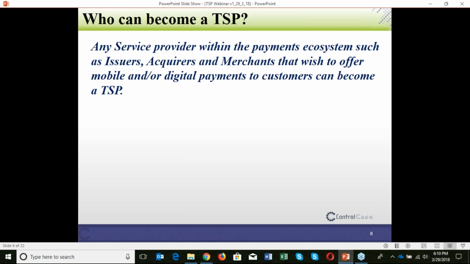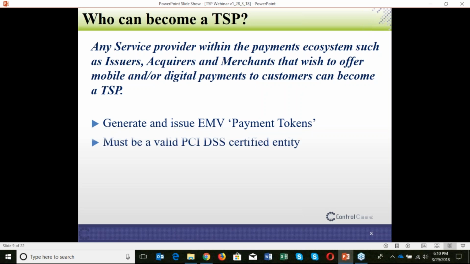Now, who can be a TSP? Now we are talking about TSP certification. Any provider within the ecosystem, be it an issuer, acquirer, or merchant, anyone who wishes to be a TSP can be one, but there are certain prerequisites they have to meet. Since they generate and issue payment tokens, they must be a validated PCI DSS entity. This is the typical PCI DSS certification process. They have to go through annual validation and be compliant with all compliance requirements.